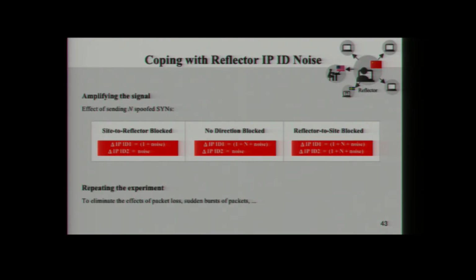For a variety of reasons, we repeat the measurement, because a packet can get lost and the reflectors might have a sudden burst of traffic. And we, of course, use statistical modeling to come up with a technique that is statistically robust, which I'm not going to talk about.